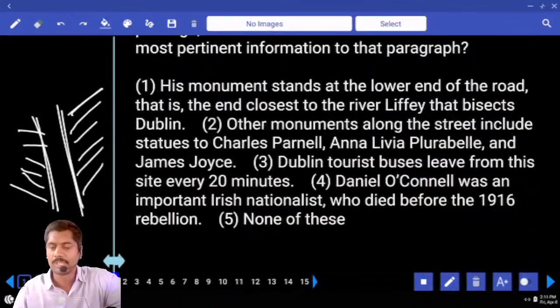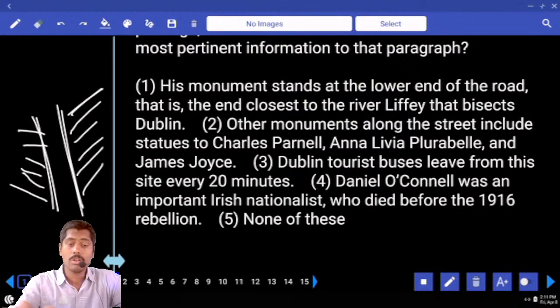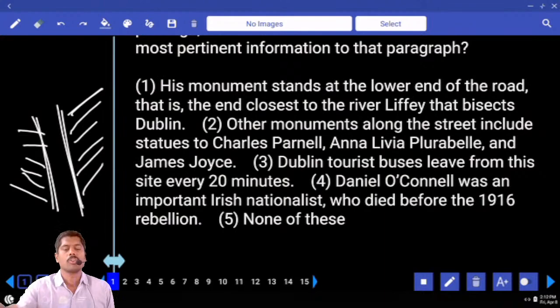How is he standing? Option three: Dublin tour buses leave from this site every 20 minutes. Are we talking about the transportation there? Option four: Daniel O'Connell was an important Irish nationalist who died before the 1916 rebellion. Answer 1 or 4? Option 1 is talking about the monument, and after the blank, the monument is there. Option 4 is talking about a nationalist who died before the 1916 rebellion. Both are in a way okay, but the correct option is 1.